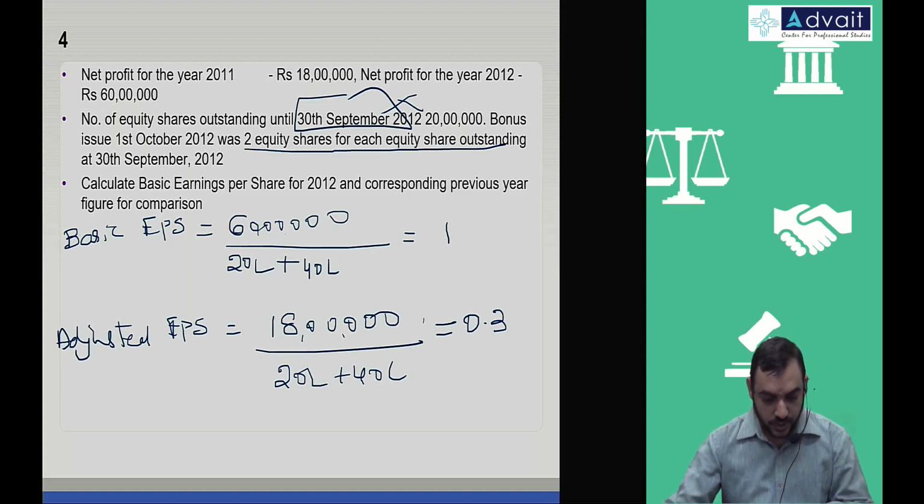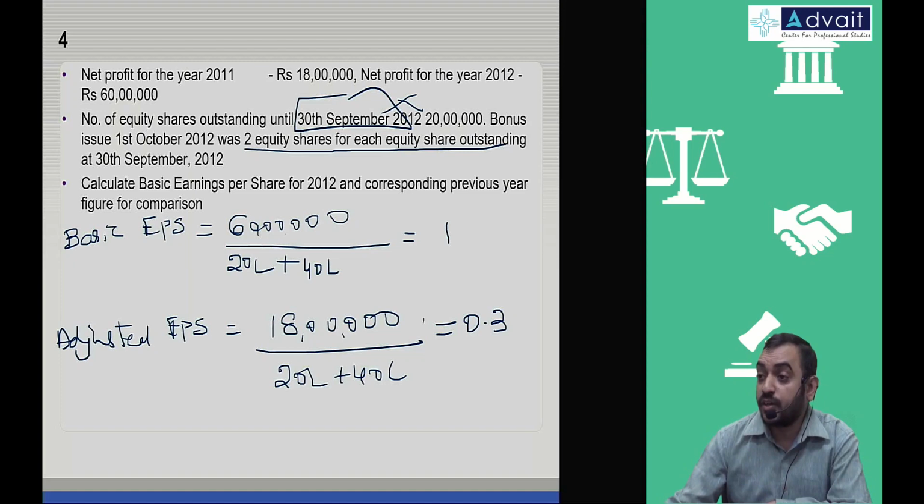And these were all there in your IPCC syllabus. These are all nothing new. But still in examination, since Ind AS is part of your syllabus, they can ask EPS calculations also.